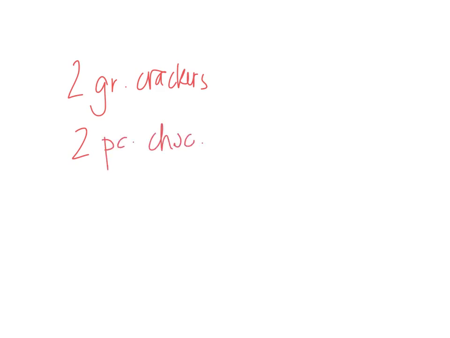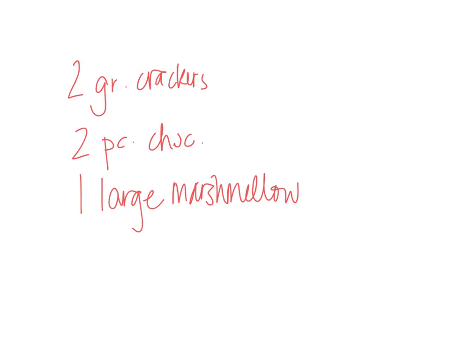If I'm going to use an example like this, let's talk about what my recipe, if you want to call it that, is for s'mores. Okay, so I've got to have 2 graham crackers, and let's just say 2 pieces of chocolate, Hershey. I'm talking about 2 of the little rectangle pieces, not a whole bar. And then 1 large marshmallow. That's my recipe for s'mores. Do we agree with that?